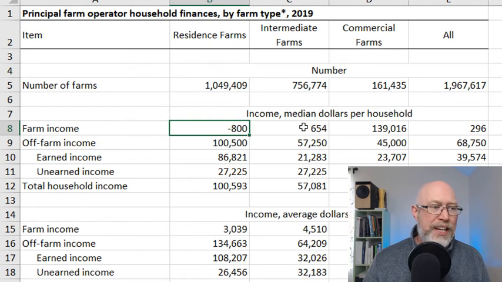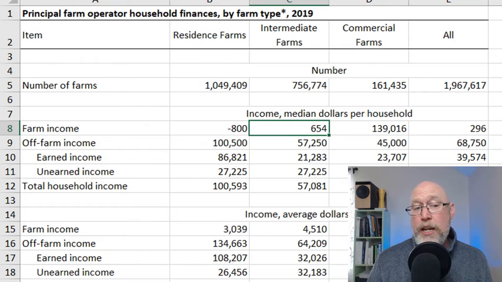The next category is the intermediate farm. Now, the intermediate farm, the median farm, makes a profit. But look at the size of that profit, $654. I'm sorry, $654 of profit is not worth bothering with. So I would again argue that even though they make a profit, half of them are making less than $654, which means a large chunk of them are going to be losing money. So these residence farms and these intermediate farms, half of them are just not financially viable operations, or they were not in 2019. These operations lost money.